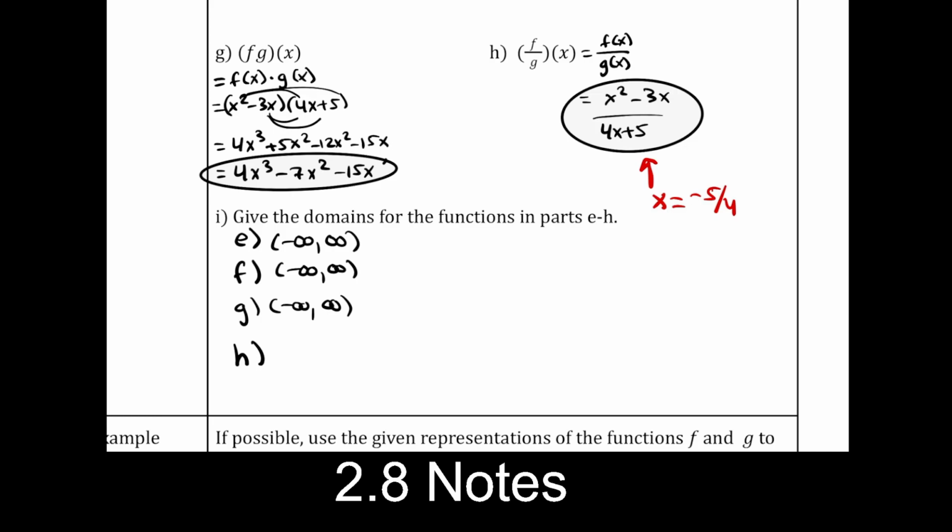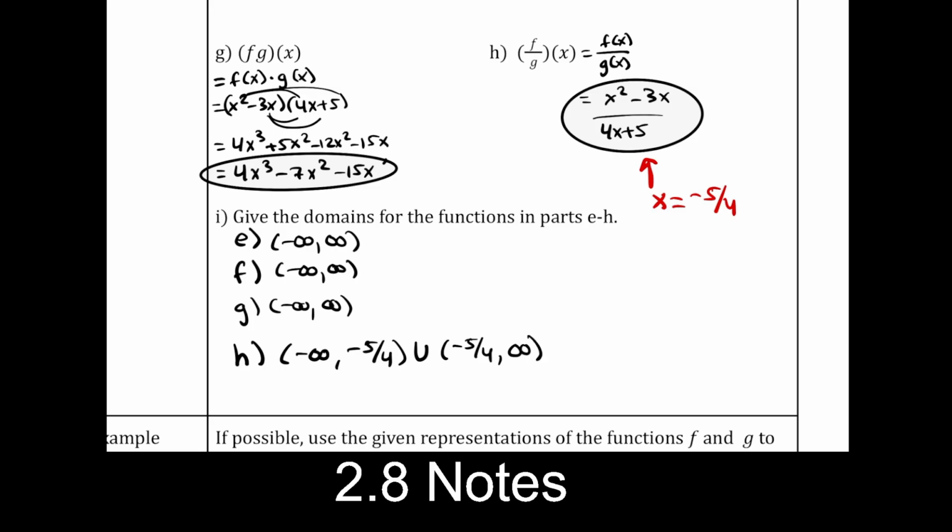It's illegal. And so we want to have every number from negative infinity to infinity excluding negative 5/4. So what we're going to do is take the interval from negative infinity up to negative 5/4, and we will go ahead and union that. Okay, again, we want both pieces, right? With the interval from negative 5/4 to infinity.